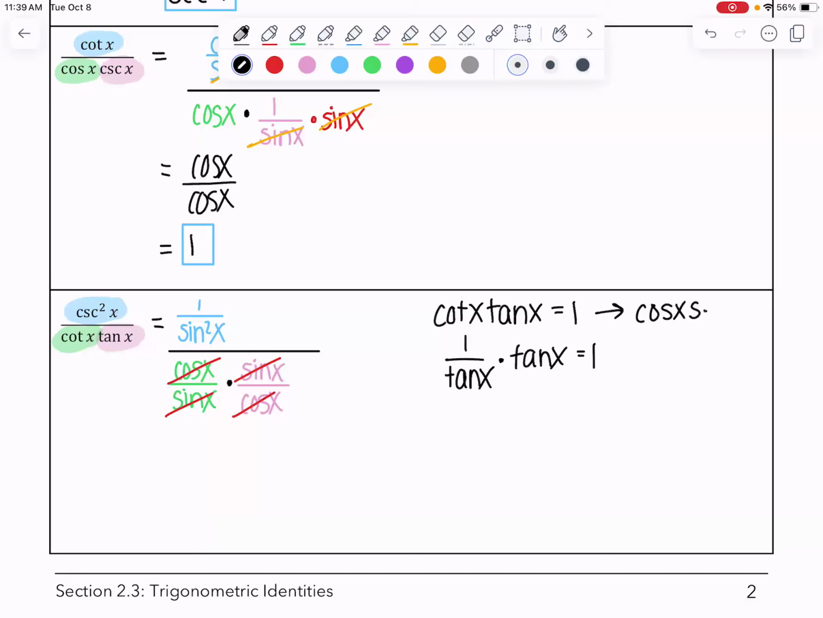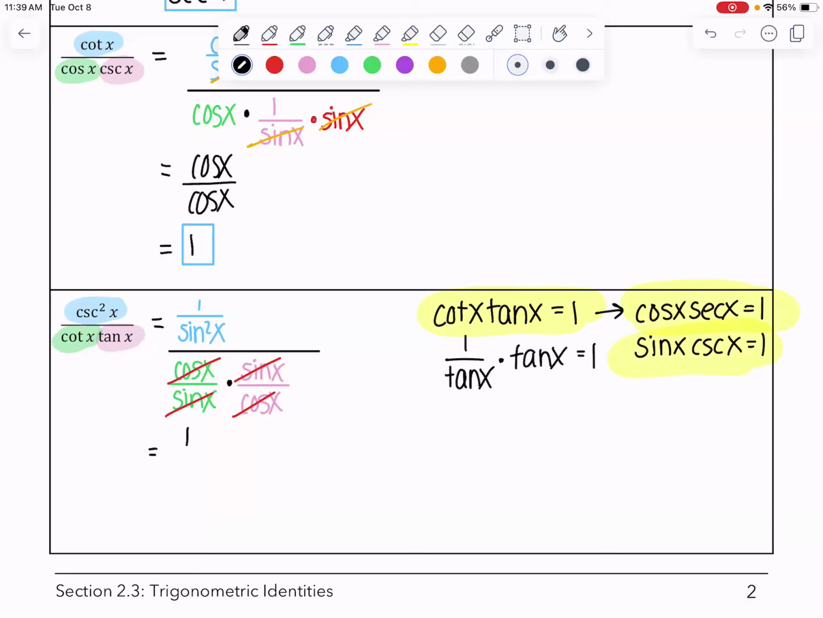Cosine x times secant x. Those will multiply to 1. Sine x and cosecant x. Those will multiply to 1. They're part of their soulmateship. And maybe I'll highlight that because it is quite an interesting fact, I would say.